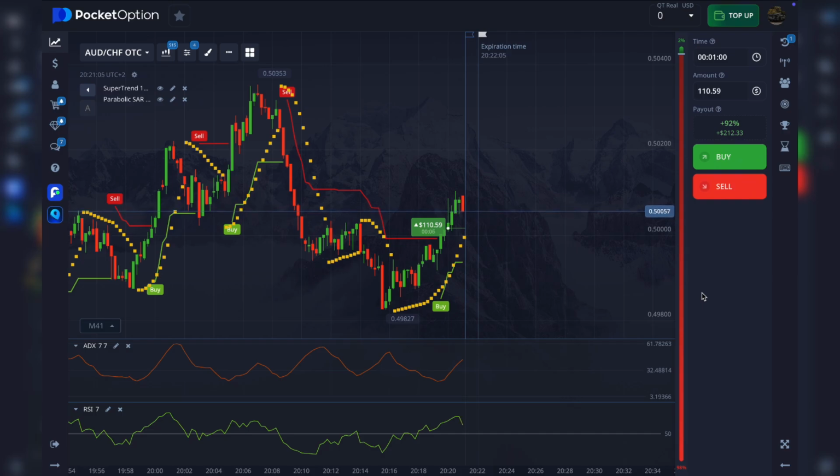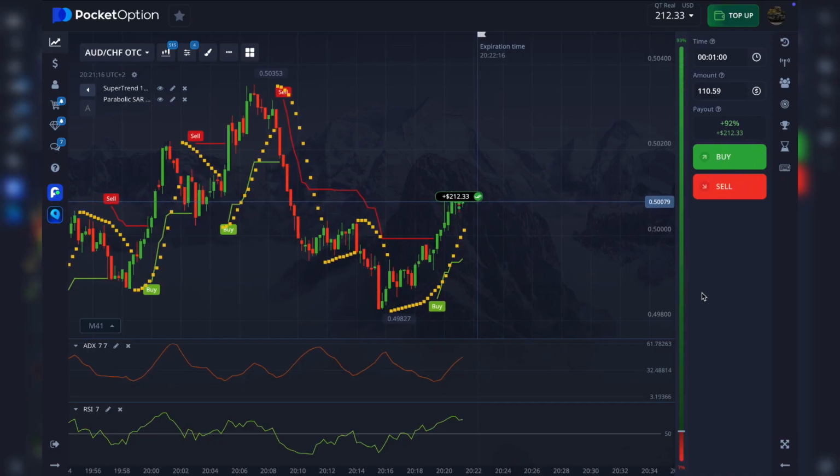Since in this case we are trading with the trend, a lot of our trades will close in profit. That's exactly why I like this strategy so much. And as you can see, my third trade closes in profit, and now I can continue my trading session.